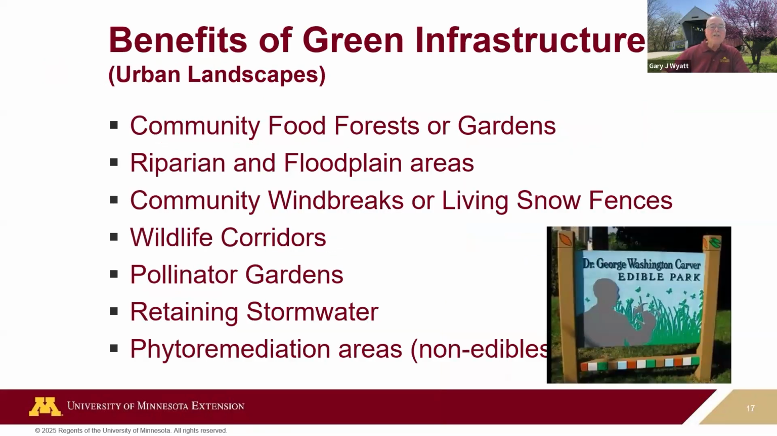So the benefits of these urban landscapes that are planted to community food forest, or they might have different green infrastructures that certainly can be planted to fruits and nuts for shrubs and trees. Community food forests and gardens, riparian floodplain areas, community windbreaks.